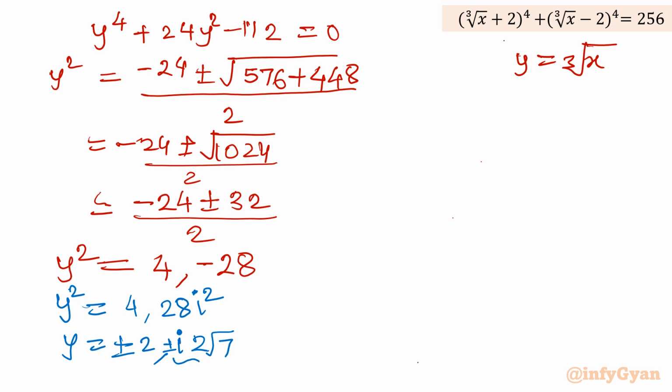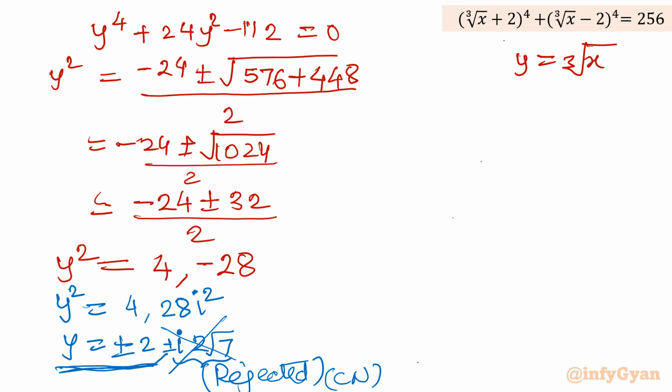Now you can easily see, if y is a complex number, then x will also be a complex number. So we will reject this. Rejected, as it is a complex number. So this solution we will reject. Only y equal to plus minus 2 will be accepted.